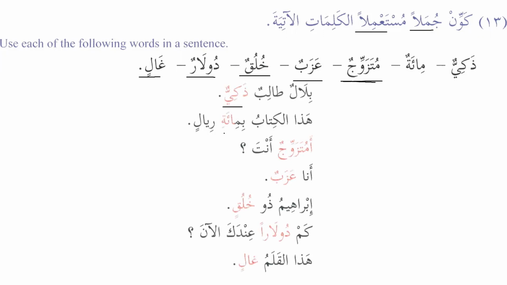هَذَا الْكِتَابُ بِمِيَةِ رِيَالٍ. This book is 100 riyals. أَمْ مُتَزَوِّجٌ أَنْتَ أَمْ أَعْزَبٌ. Right? Are you married? So this is an incomplete sentence. أَمْ مُتَزَوِّجٌ أَنْتَ. Or just, as we can say, this is just a simple question. أَنَا أَعْزَبٌ. I am unmarried or I am single. إِبْرَهِيمُ ذُو خُلُقٍ. Ibrahim possesses good manners. كَمْ دُلَارٍ. Right? كَمْ دُلَارٍ.